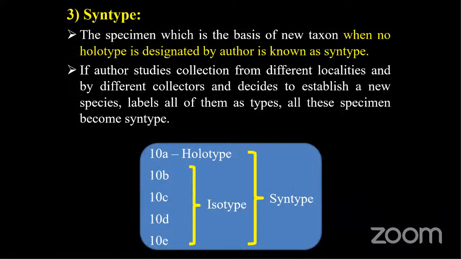Then third, it is a syntype. The syntype is the specimen which is the basis of a new taxon when no holotype is designated by the author. Say for example, before deciding the holotype, before describing that particular 10A plant, all plants collected by the author from any particular locality or different locality, say the same plant, 10A, 10B, 10C, 10D, 10E. These are 5 plants, they are collected from the same locality. I am going to another locality, another forest, and I have also found certain same plant specimens there and also collected from that particular locality, but with different field numbers.